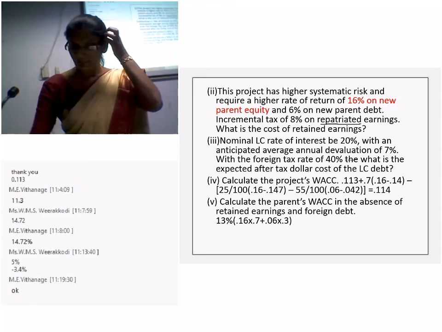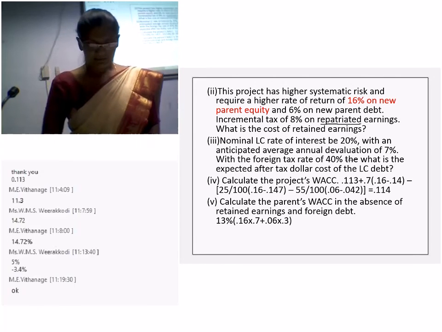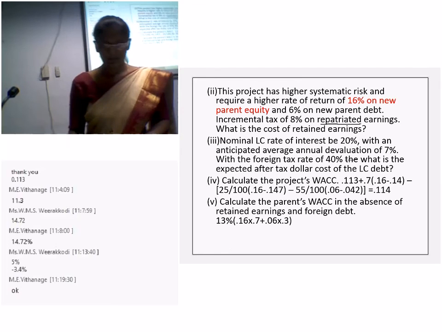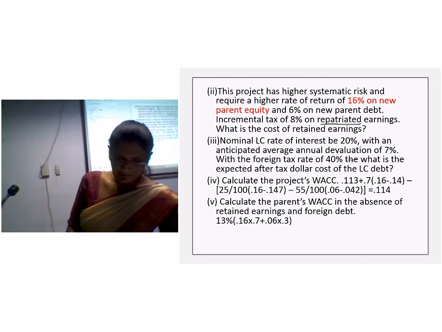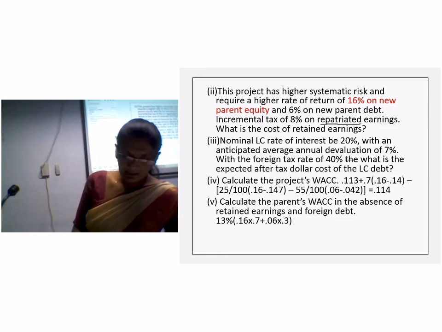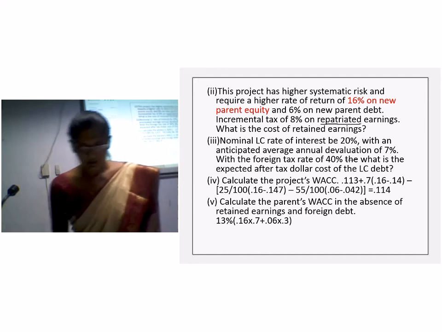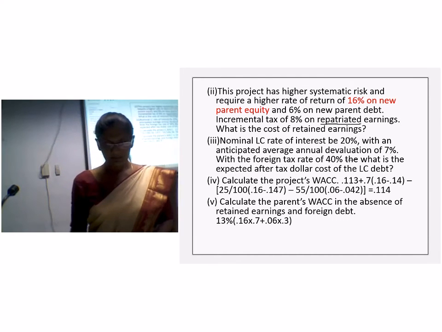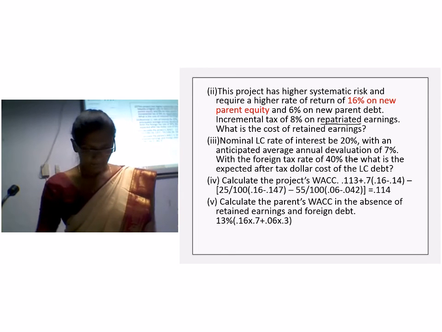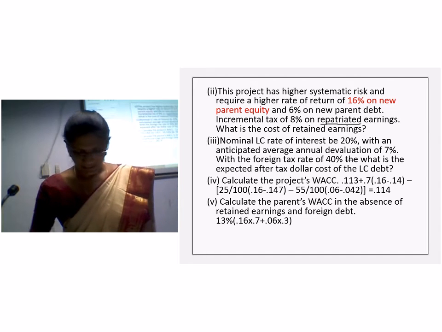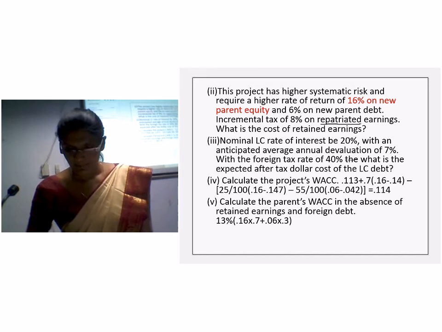Right, next one, calculate the project's WACC. That is actually the hardest part in this question. Don't forget that before we calculated the parent's WACC, which was 11.3 something, right? The parent's WACC was equal to 11.3. Now we have to calculate this particular project's WACC, which is equal to the equation. I have substituted these figures into the equation as I did not discuss it before in this class, so here I will explain the equation.